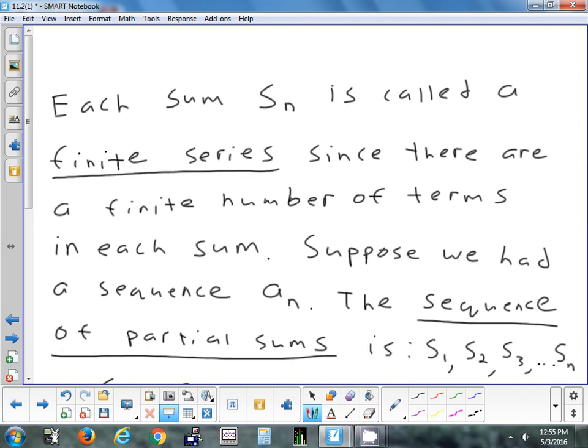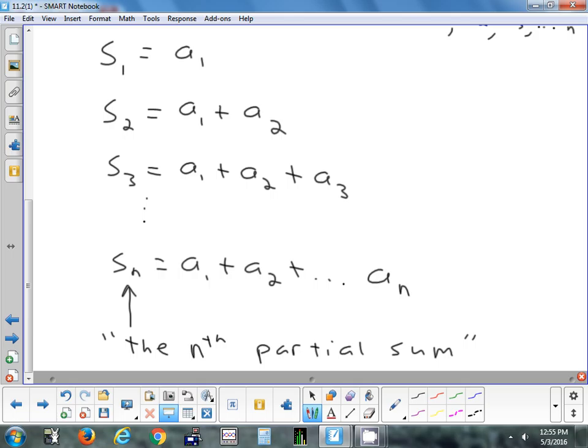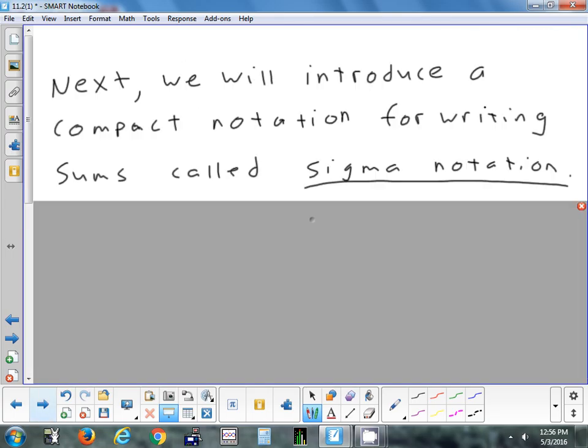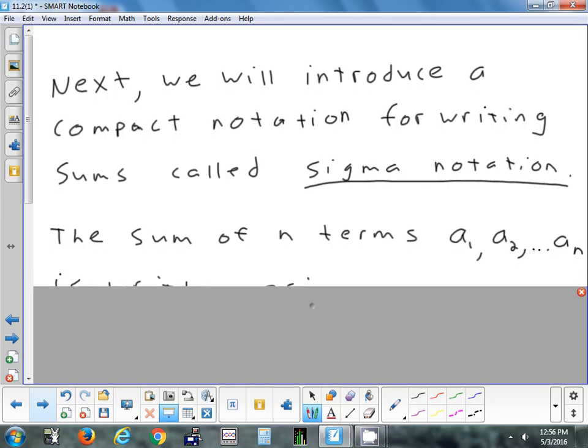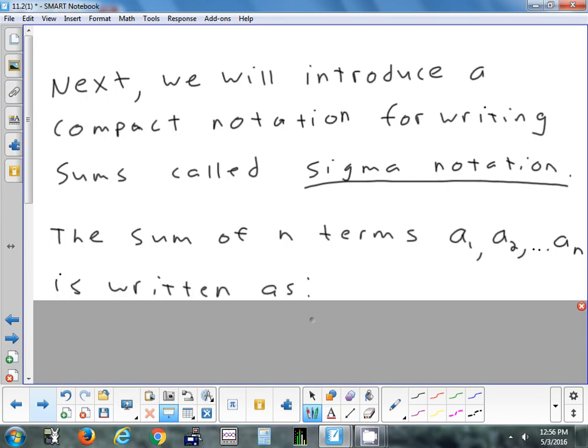All right, so next thing we're going to look at is a compact way of writing a sum using a Greek letter. It's going to give us a very quick way instead of having to write out things like this. It's called sigma notation. Sigma notation is just a short way of writing down something when you want to add up a bunch of terms. Let me show you how you would add up all the terms, starting at the first term, going to the nth term.